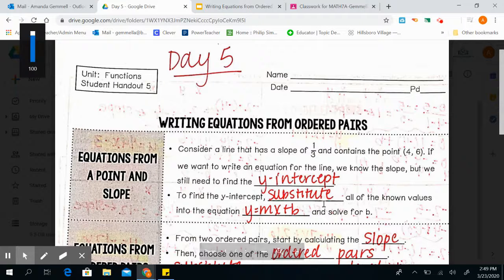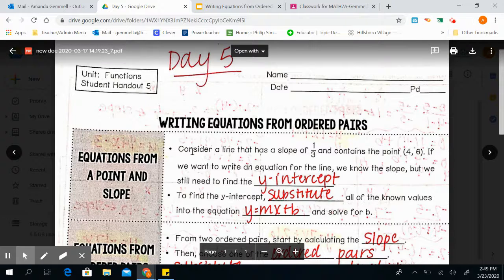Hey guys, so I'm going to go over the day 5 notes, just adding in a couple more details, and just want to do this for some of you guys that learn a little bit better if I talk through everything. So today we're going to look at writing equations from ordered pairs.